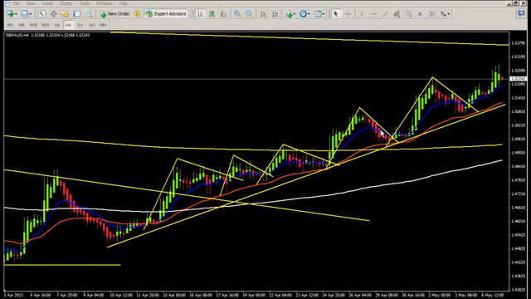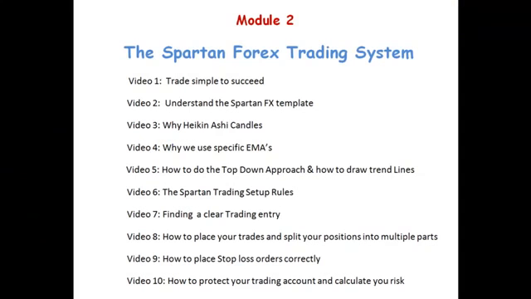Okay, so right now this video is over. You know the basics of the 1, 2, 3 setup and how to find a setup after doing a top-down approach. I just used a daily 4-hourly combination for this example. I will catch up with you in video 7 on how to find a clear trading entry.